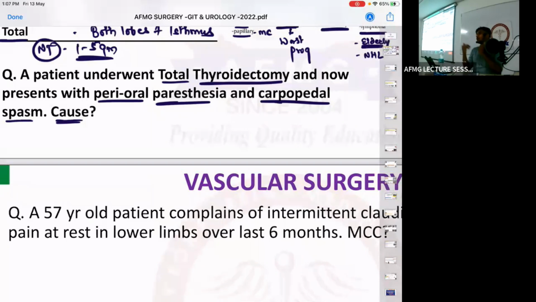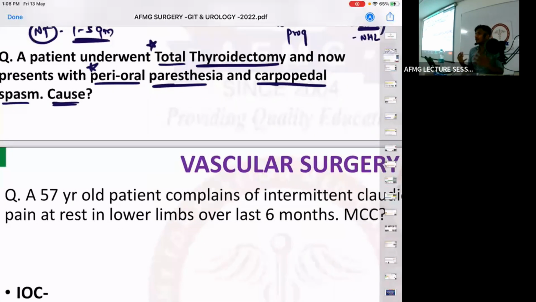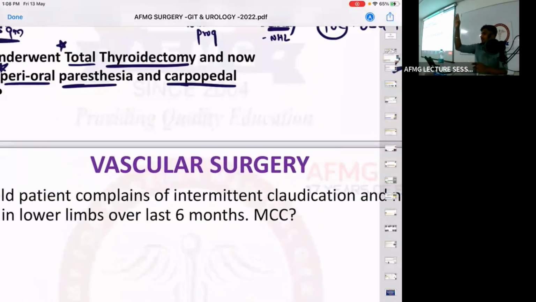So whenever we perform a total thyroidectomy, what can happen? There can be accidental removal of the parathyroid glands, and the parathyroid gland increases the level of serum calcium. But if the parathyroid gland is removed, there would be hypoparathyroidism, and that will cause hypocalcemia. So if there is hypocalcemia, that is why the patient presents with perioral numbness or paresthesias, and carpopedal spasm. That means when you inflate the BP cuff, there is this kind of spasm in the hand.